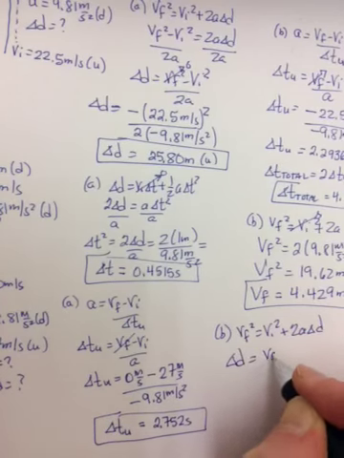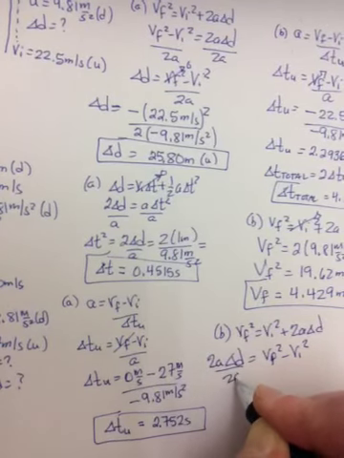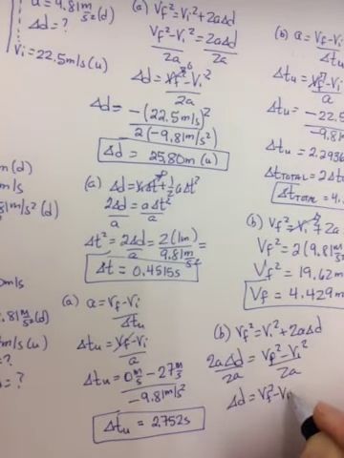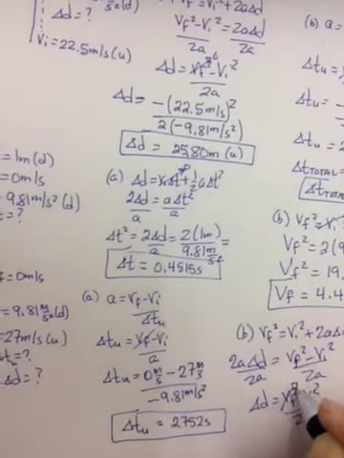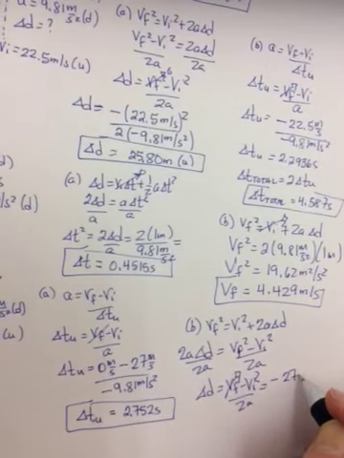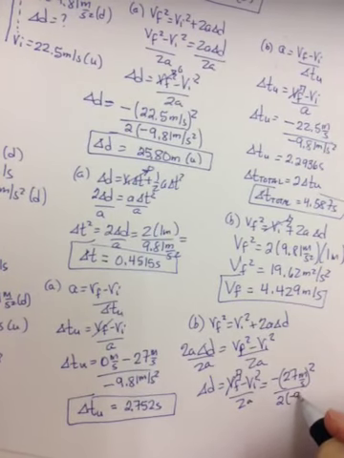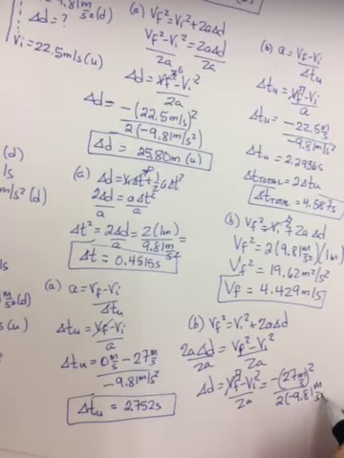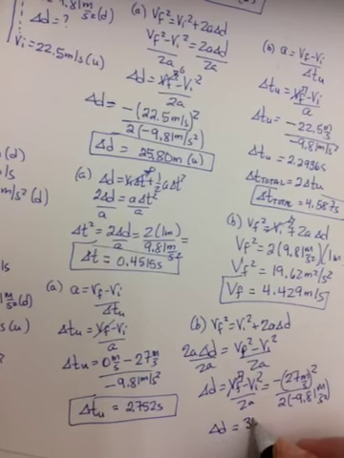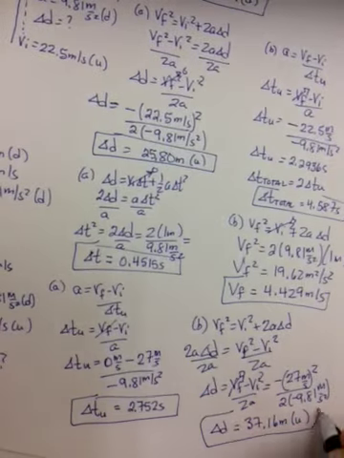So bring the VI over, so it'll be VF squared minus VI squared, and then you would divide both sides by the 2A. So you would have delta D is equal to VF squared minus VI squared over 2A. The VF is 0. The VI is 27, so it'll be minus 27 meters per second, and just the 27 gets squared, not the minus, over 2 times negative 9.81 meters per second squared. And when you do this, you get a delta D of 37.16 meters, works out to be positive, which means up.